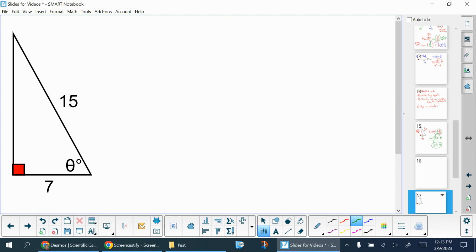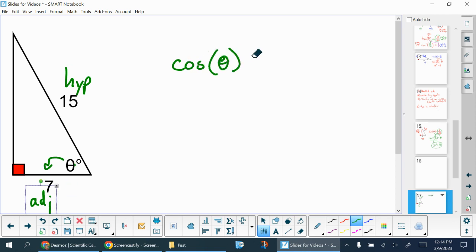Okay, so going through this one, I've got theta here. The side right next to it is my adjacent, and this is the hypotenuse. So I know adjacent and hypotenuse means I'm using cosine. I don't know my angle, but I do know that the adjacent is 7 and the hypotenuse is 15.